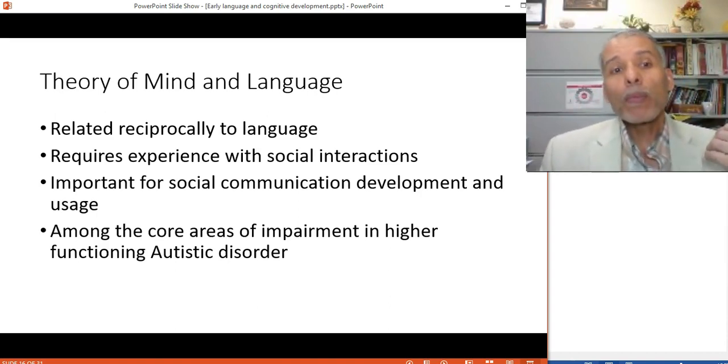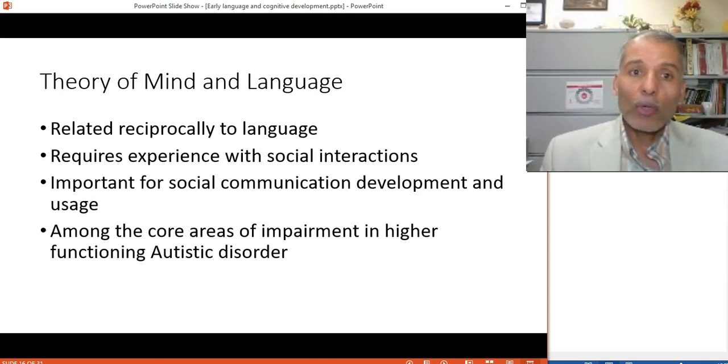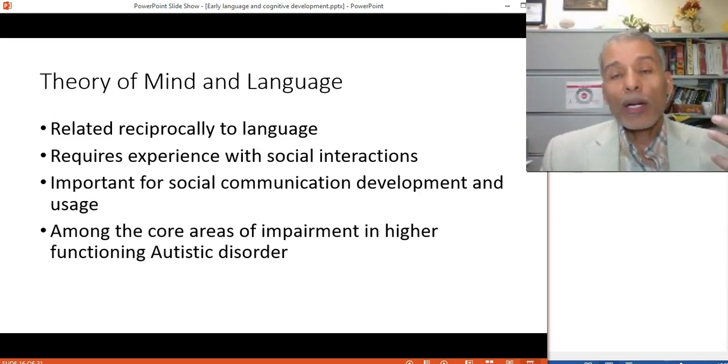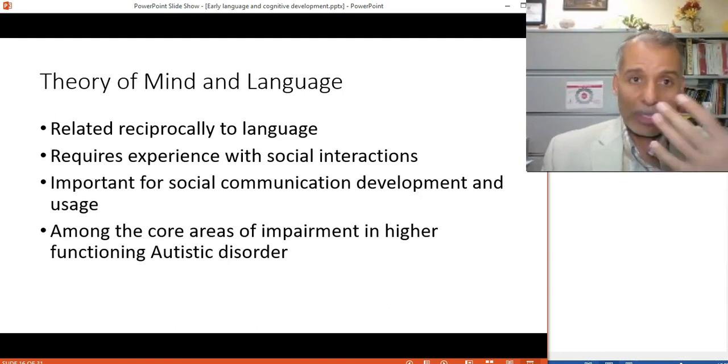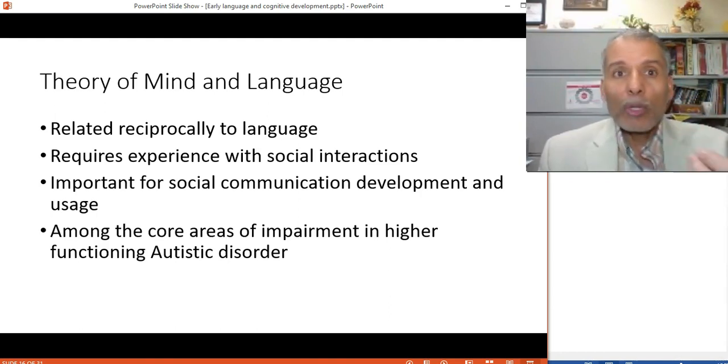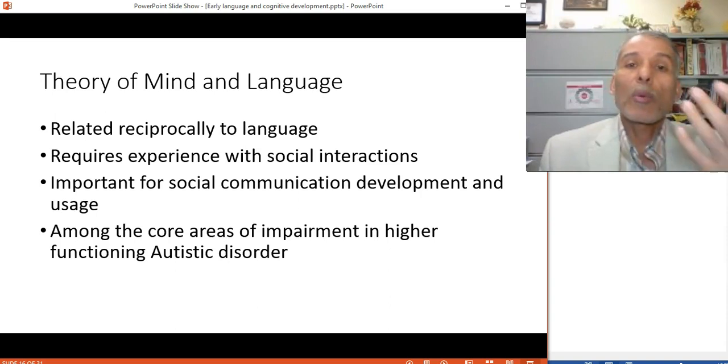To develop theory of mind, obviously, theory of mind is not a theory that you want to prove. It's just a set of assumptions that you make about the person based on how they talk, how they show their emotions, and so on. It requires social experience. It requires social interactions, so that the more you interact with people, the better you understand their minds, and the better you are able to take their perspective.